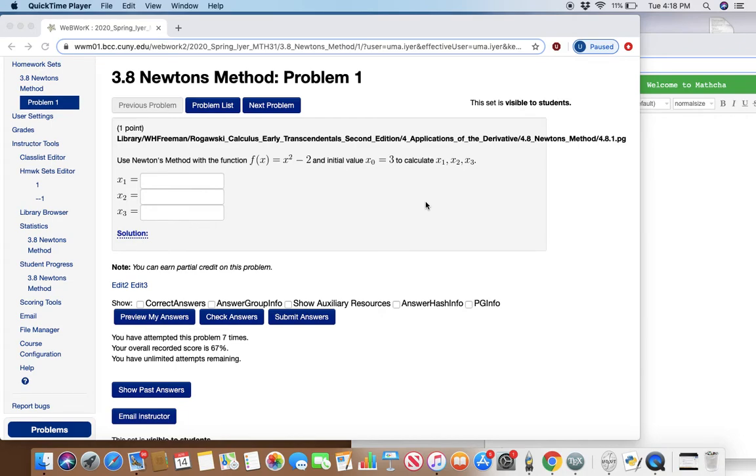To problem 1, section 3.8, Newton's method. The very first problem is: use Newton's method with the function f(x) = x squared minus 2 and initial value x0 = 3 to calculate x1, x2, x3. This is an example where you will see how to use a calculator or WebWork directly to solve this problem easily. Let's look at Newton's method.